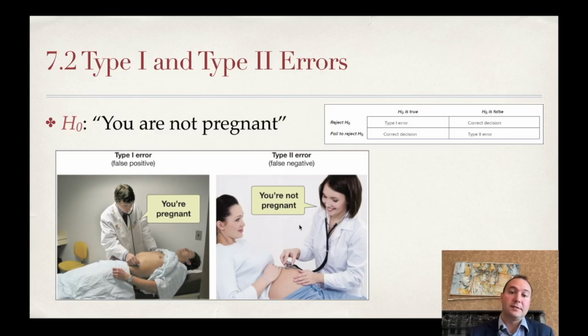Type 2 error, saying that this woman is not pregnant when she clearly is, what is the consequence of that? She might not stop drinking, or she might not stop smoking, or she might live a very unhealthy lifestyle, and that would have very negative consequences to the baby that she's pregnant with. So which consequence is worse? Is type 1 error worse in this case, or is type 2 error worse in this case?